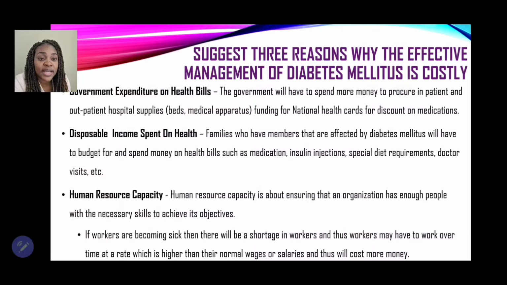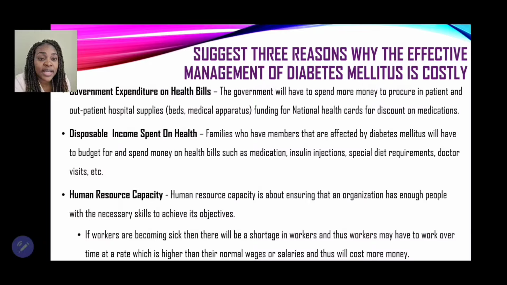Good. Now, government will have to spend more money because if more persons get sick, they have to consider bed space. They may also have to spend money on procuring or funding national health cards, such as the NHF. Good. Also, disposable income spent on health.